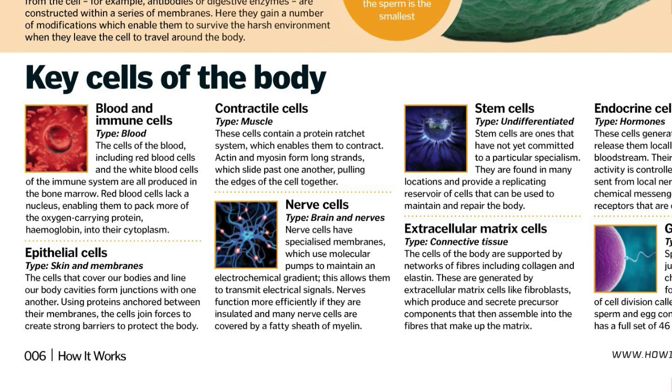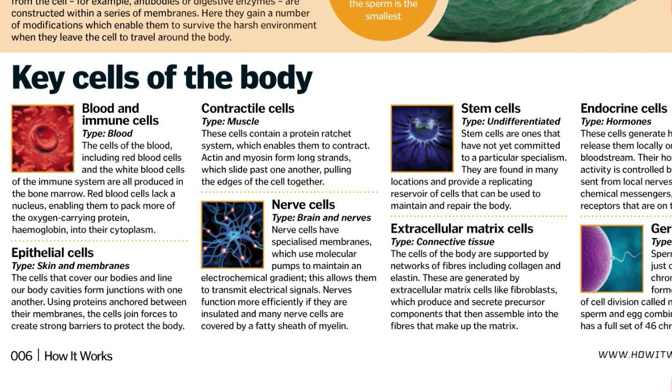Epithelial cells are a skin and membrane type. The cells that cover our bodies and line our body cavities form junctions with one another using protein anchors between their membranes. The cells join forces to create a strong barrier to protect the body.